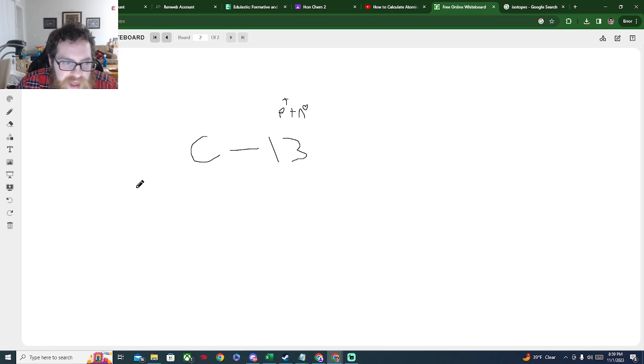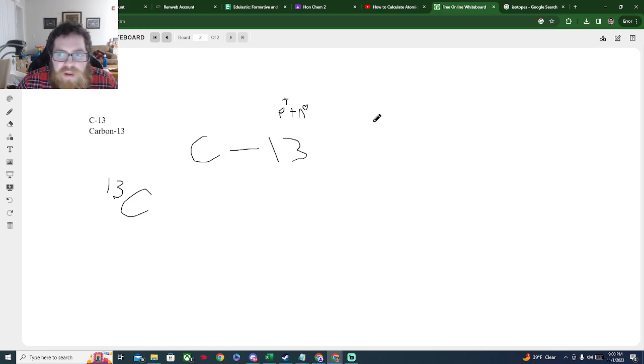This can also be written as, I'll type this one out, carbon 13. In some cases, you can even see 13 as a superscript for carbon. So actually I'll draw that like this: carbon, with 13 up on the left.